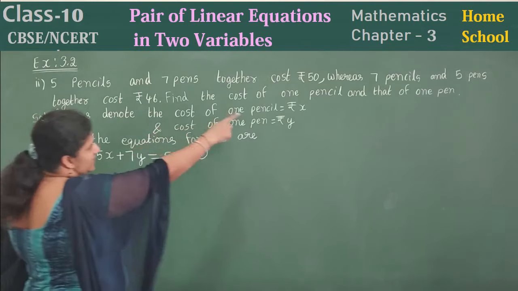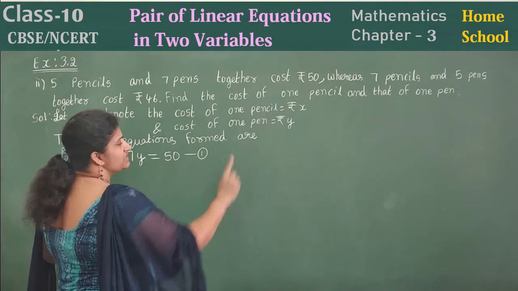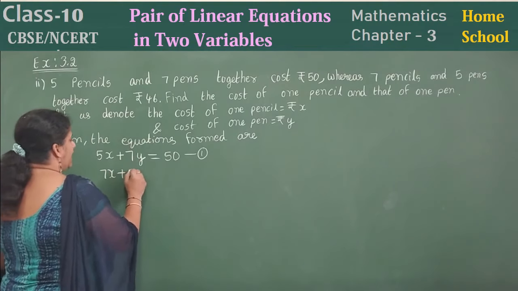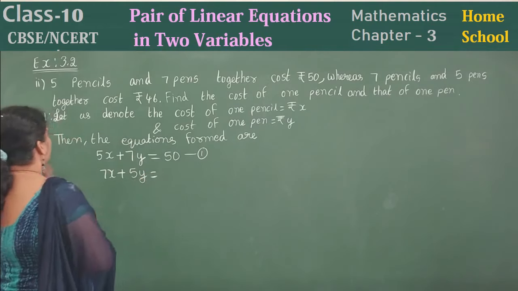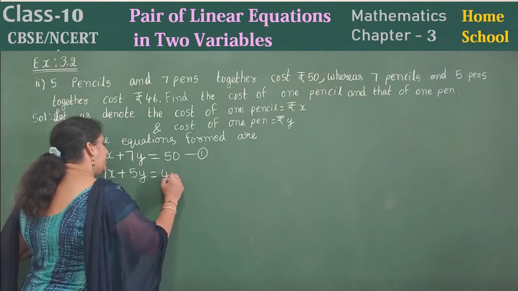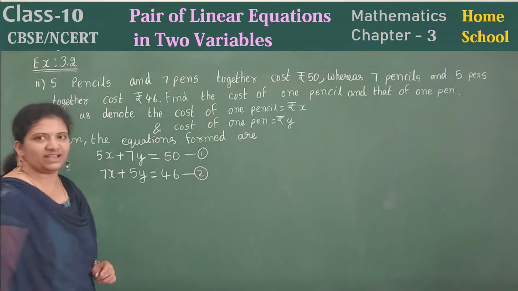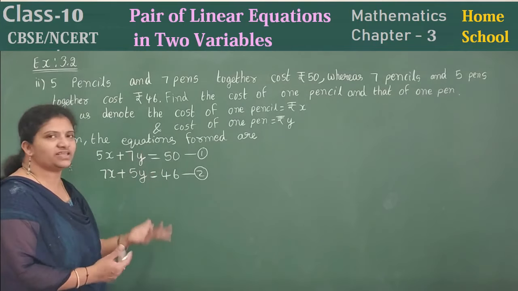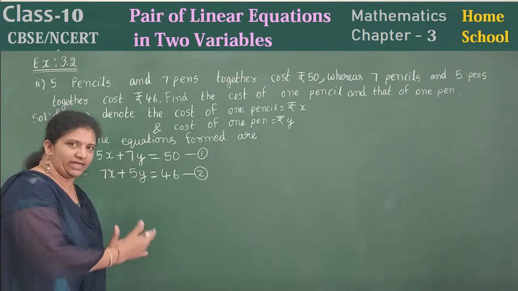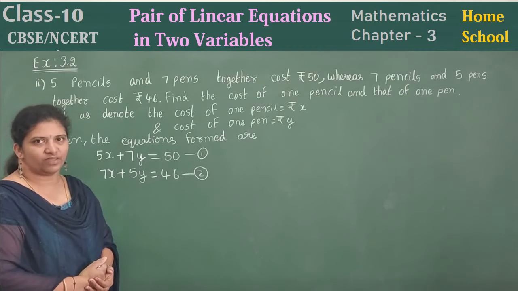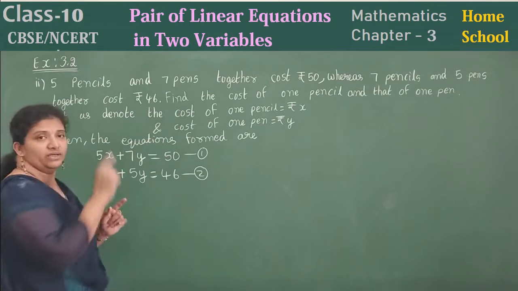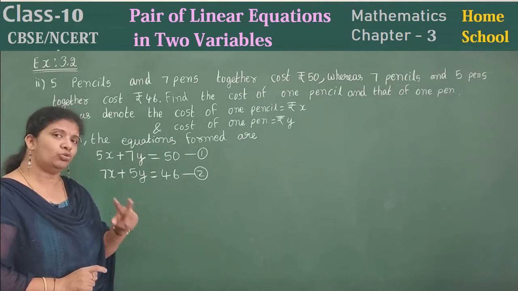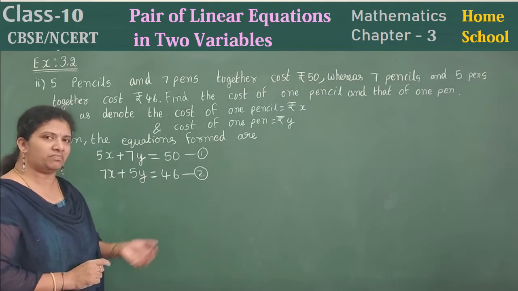So let's read the next half of your question. Whereas 7 pencils and 5 pens together cost is rupees 46. That's all, no? Until you get these two equations it is difficult. After getting these two equations, in the same manner you can continue: take a table, solve the equations, plot the graph. These verbal problems you need to understand. Read the verbal problem 2 times and try to understand, then frame the equation.